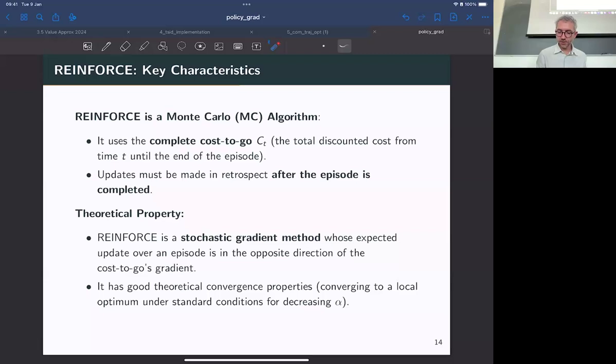So in terms of theoretical properties, it's a stochastic gradient method whose expected update over an episode is in the opposite direction of the cost to go gradient. It has good theoretical convergence properties, as all Monte Carlo methods. We have seen that they are theoretically more robust than temporal difference methods. So you can be sure that you're going to converge to a local optimum under classic conditions for decreasing alpha. The alpha, which is your step size, needs to go to 0 eventually if you want to have convergence. Otherwise, it's going to oscillate.